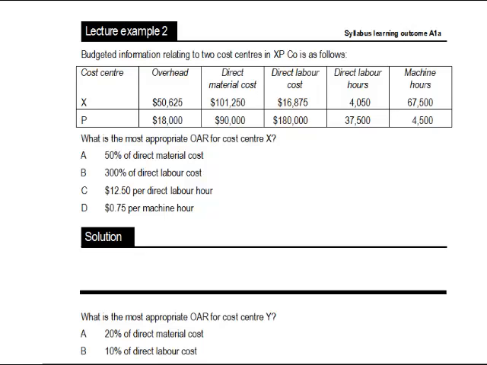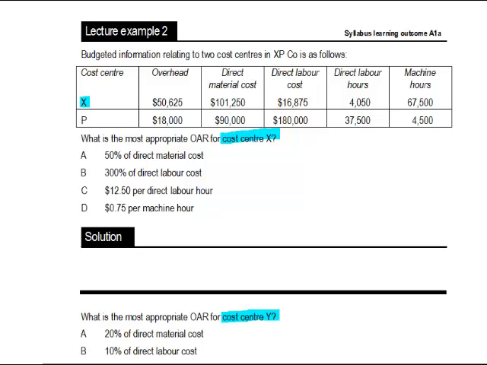In lecture example 2, we're asked to determine the most appropriate overhead absorption rate for cost centre X. Now, we've got two cost centres, X and Y, so it's cost centre X that we're going to look at in lecture example 2 to start with, and then we're going to do the same for cost centre Y. Okay, so let's start off with X.